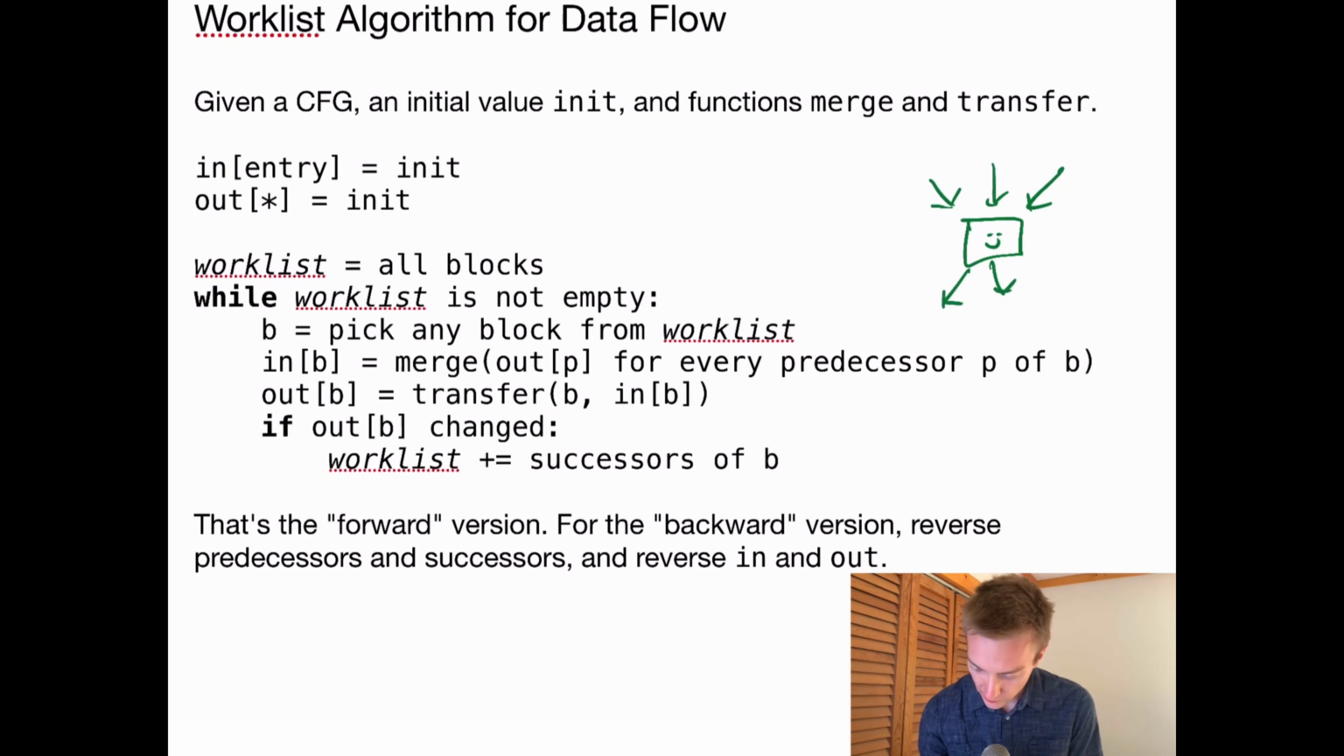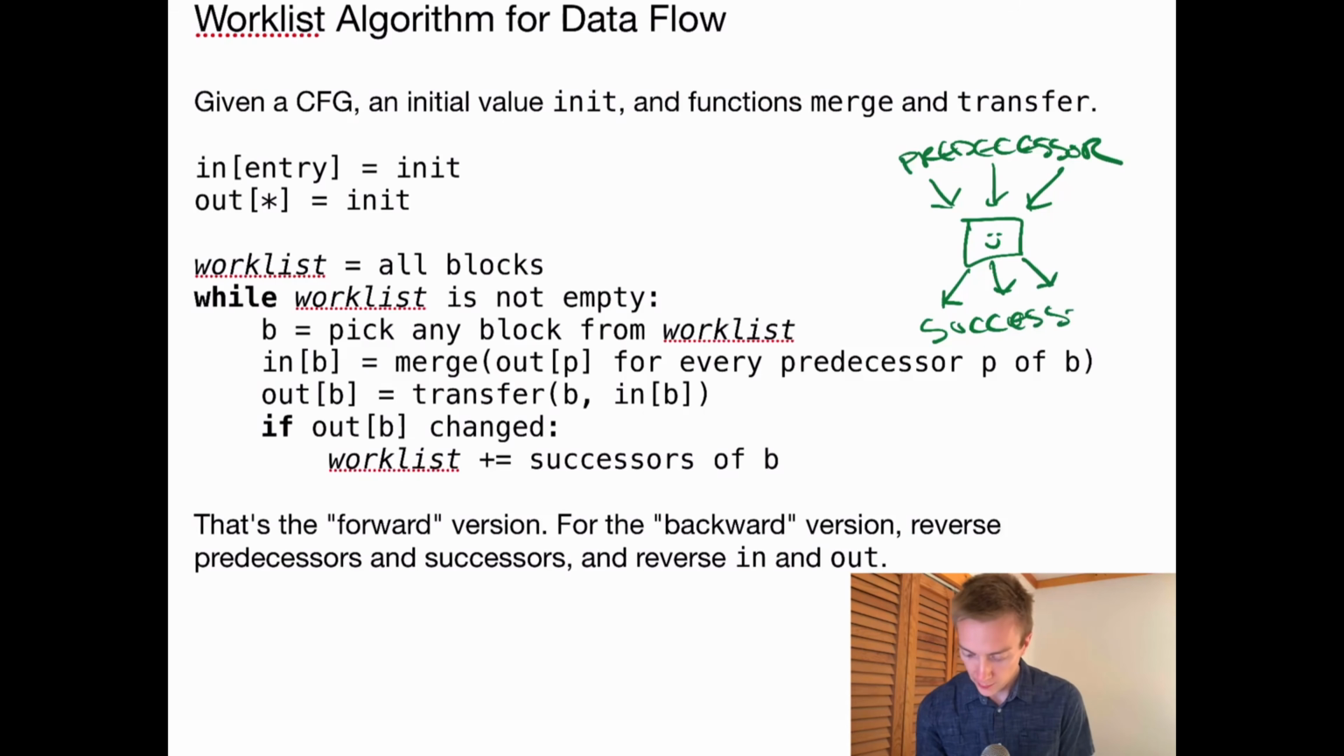And then everything up here is a predecessor, and everything down here is a successor of B. So if we take the out variable for every predecessor and we call the merge function on it for reaching definitions, again, that's like the big union operator, that gives us the in value for this block. Then, now that we have an input value, we can just call the transfer function to do the local analysis on this block and compute the out block.